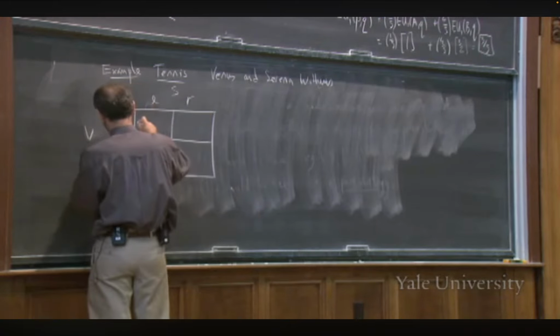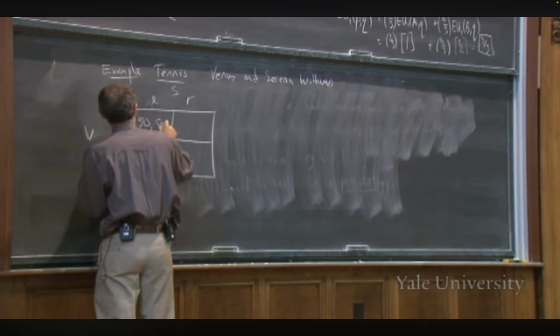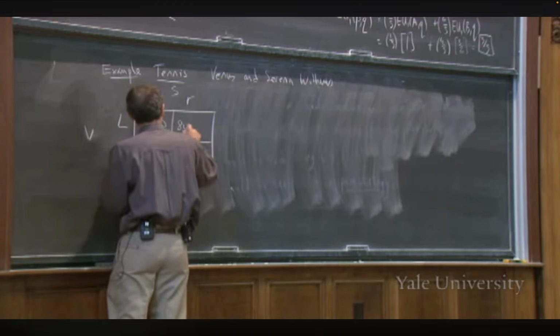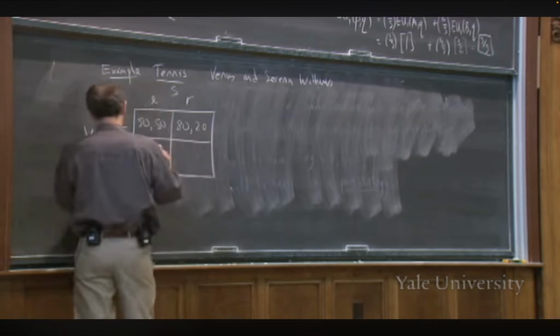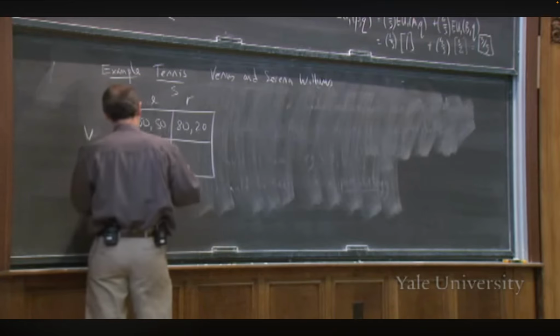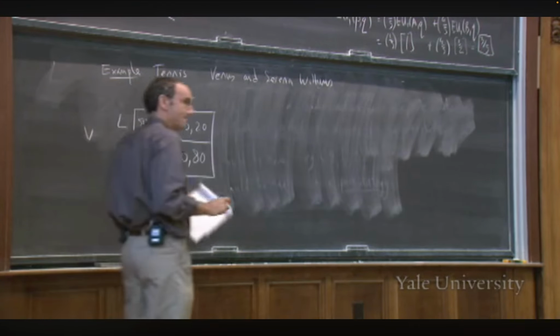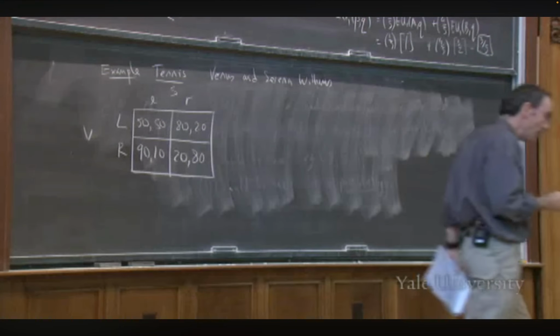All right, so here's some numbers, and I'll explain the numbers in a minute. So this is 50-50, 80-20, 90-10, and 20-80. Okay? So what are these numbers?